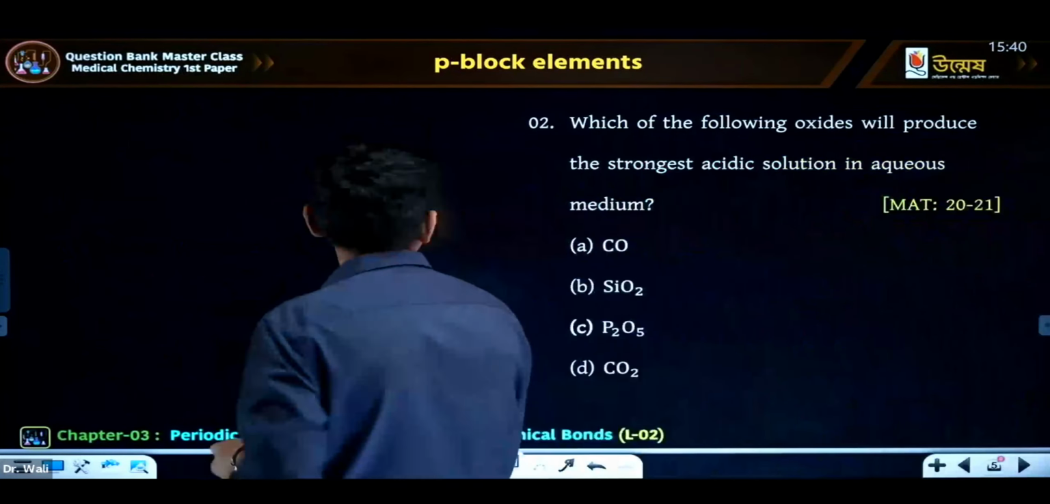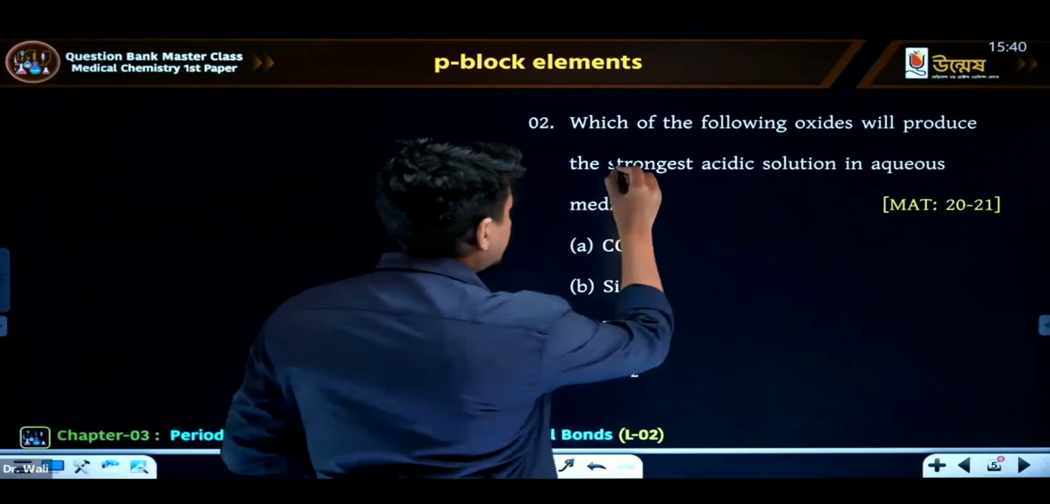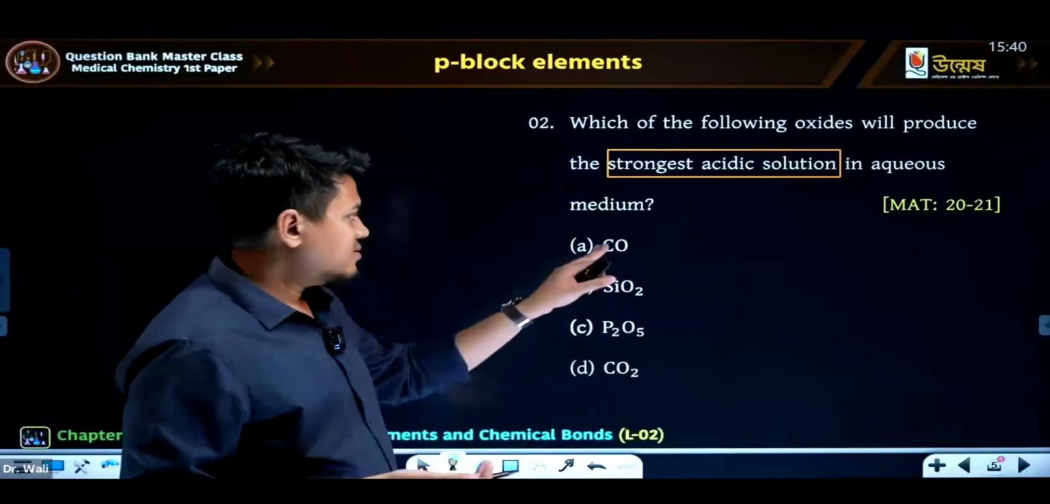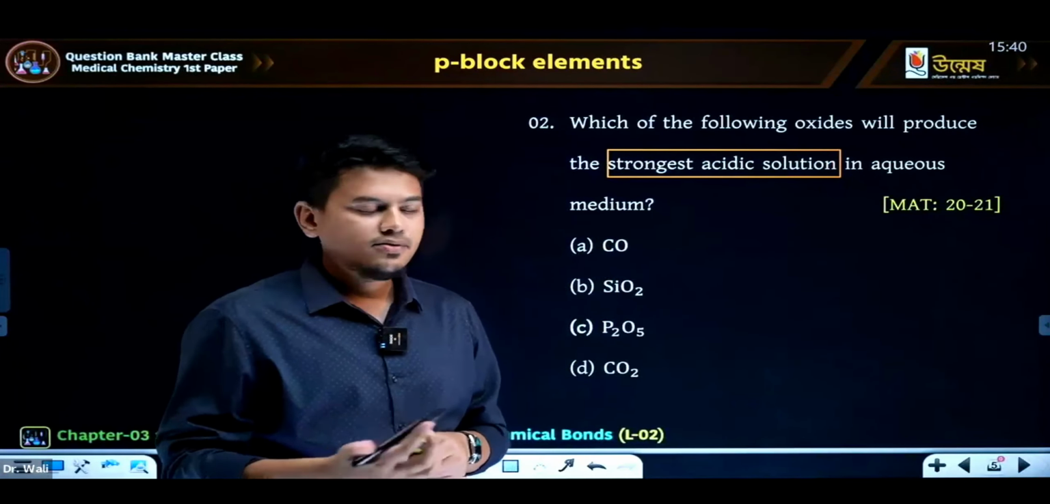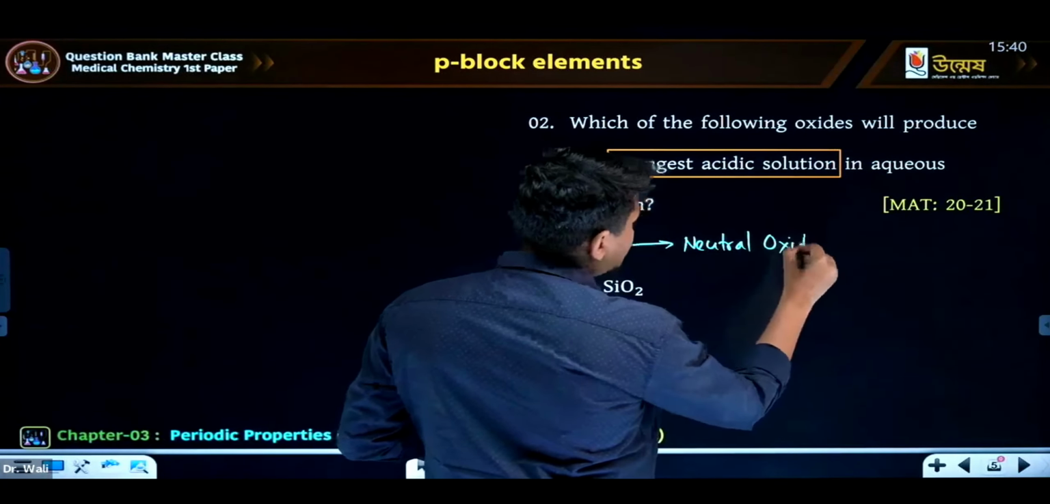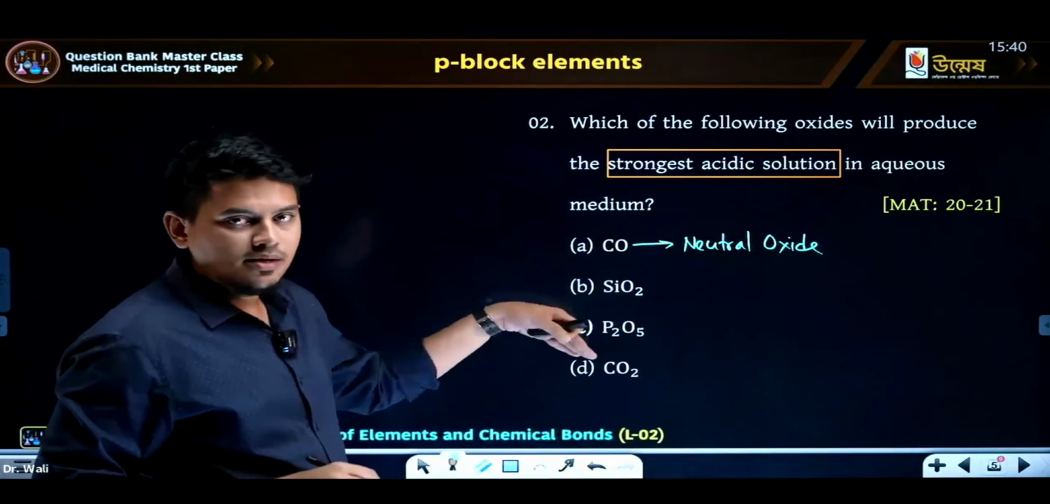Okay, let's move on to the next question. Which of the following oxides will produce the strongest acidic solution? Strongest acidic solution in aqueous medium. So let's practically do that. Carbon monoxide is a neutral oxide, right? Just a few minutes ago, we have studied that it is a neutral oxide. A neutral oxide will not create an acidic solution, so it's out of the option.